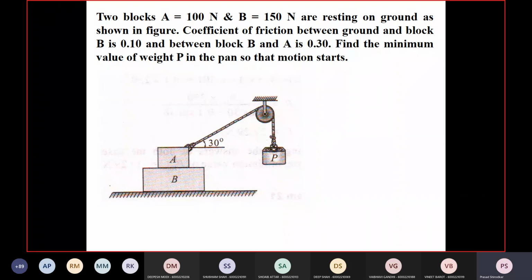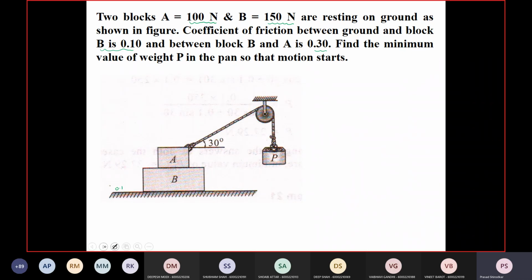Okay. Next question. Two blocks, A of 100 newtons and B of 150 newtons, are resting on ground as shown in figure. The coefficient of friction between the ground and the block B is 0.1, and between block B and A is 0.3. Find the minimum value of weight P in the pulley so that the motion starts or the motion is impending.